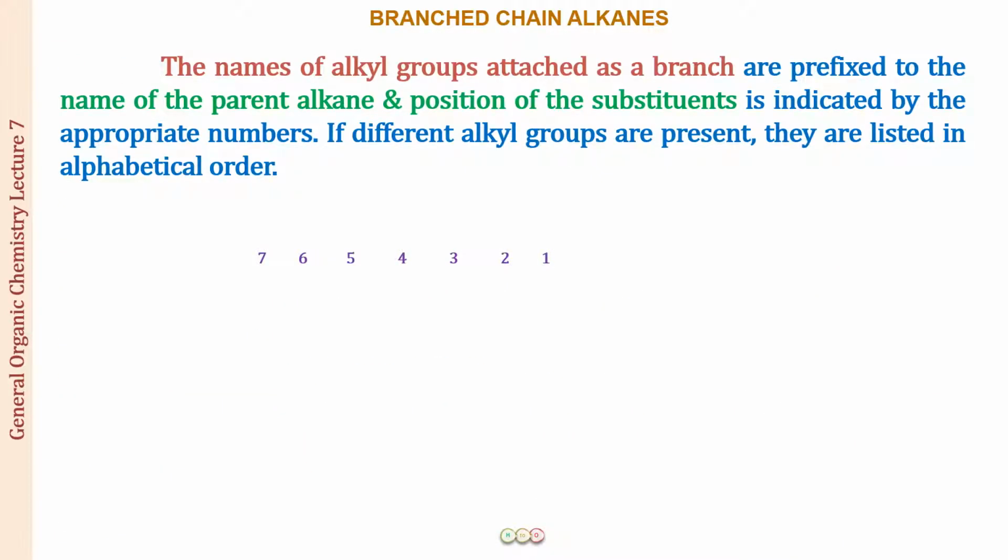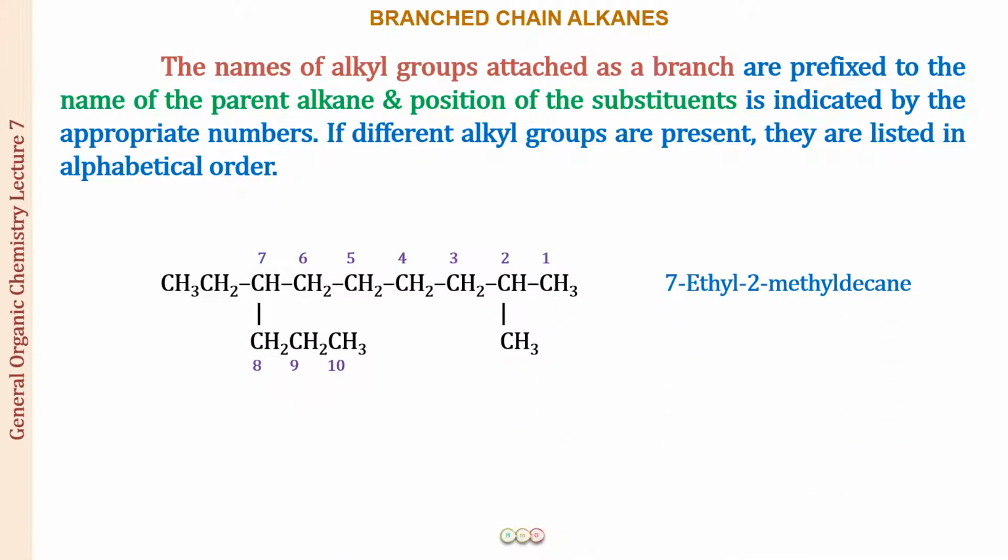The next we have is that the names of the alkyl groups attached as a branch are prefixed to the name of the parent chain, and the position of the substituents is indicated by the appropriate number. And this also, again with the previous examples, I think these things are now very clear to you. If different alkyl groups are present, they will be listed in the alphabetical order. Now let us see this also with an example.